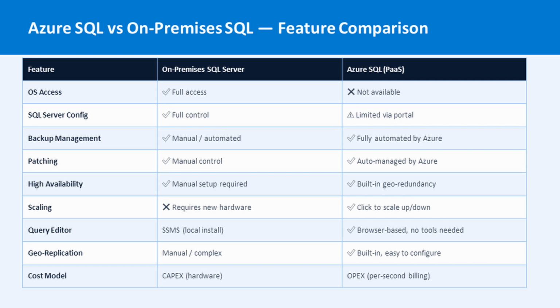And finally, cost model. On-premises use is capital expenditure. You buy hardware. Azure SQL use is operational expenditure. You pay by the second for what you use. The summary is this. Azure SQL Database trades some administrative flexibility for dramatically reduced operational complexity. For most modern applications, this is a very worthwhile trade.